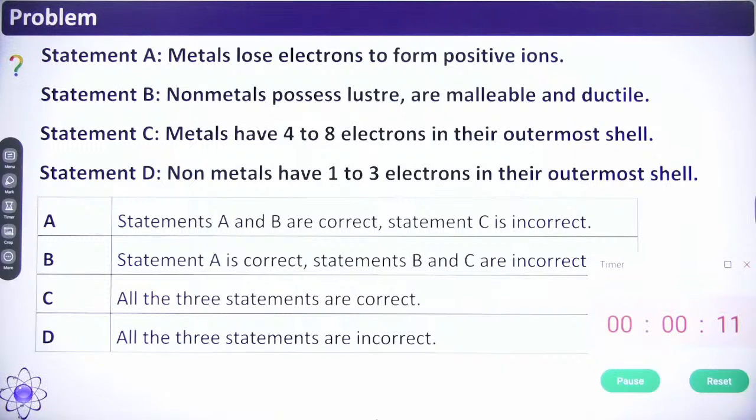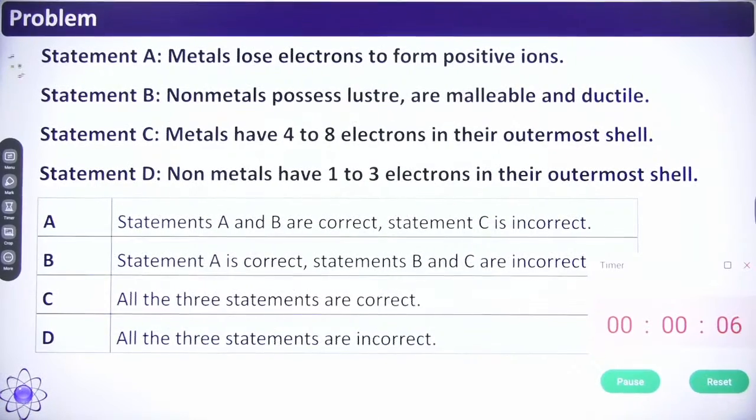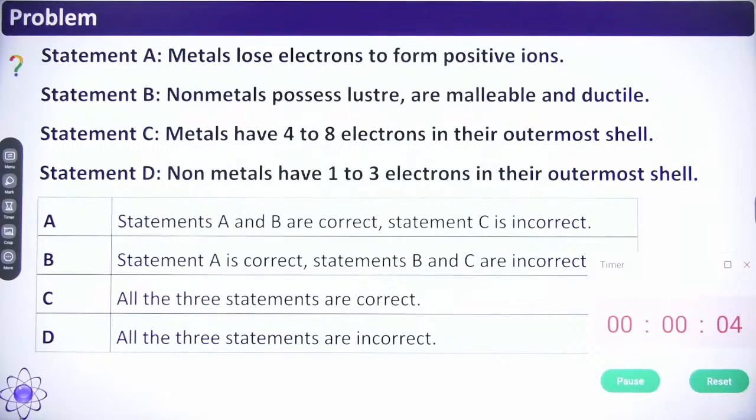Yes, 10 seconds more. 10 seconds more. Okay, chalo.